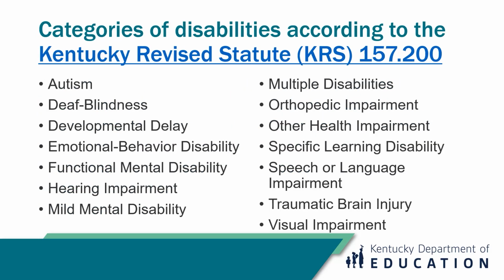These are the categories for exceptional children or students with disabilities according to KRS 157.200. As we look for students with gifted abilities, it is important to know that students identified as having a disability in any of these categories may be considered for the gifted program. The definitions for all of the categories on this slide can be found on the link provided for KRS 157.200.